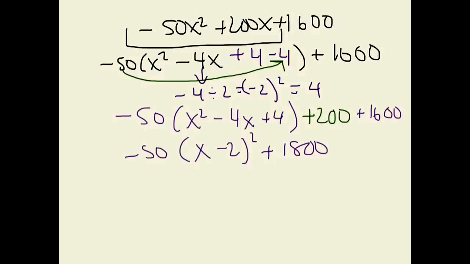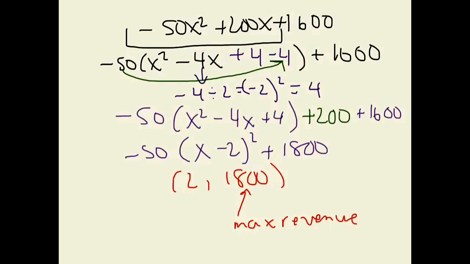And then I combine my like terms. So there I've completed the square, and I just need to list my vertex. So my vertex in this case is (2, 1800). This here, of course, would be the maximum revenue. And this x value here would be the number of increases in price. So this basically says that I'm going to increase the price 2 times to get a maximum revenue of 1800.